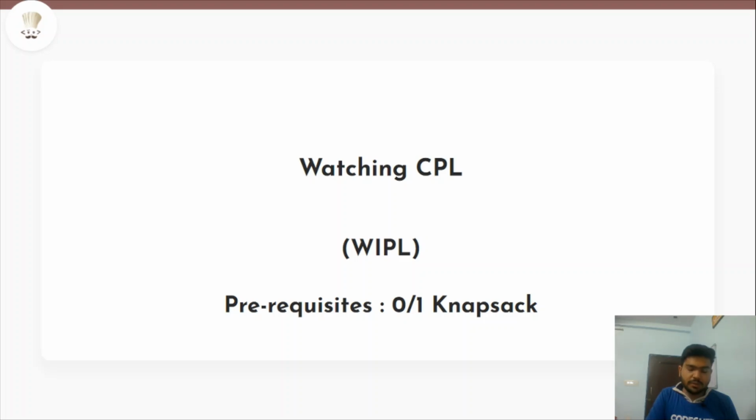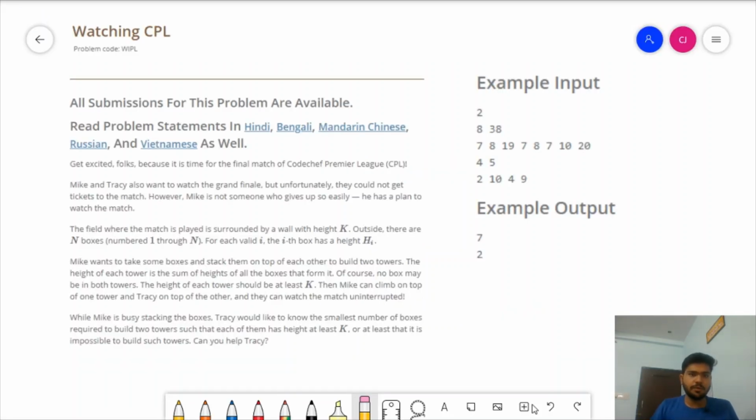I'm a CodeChef educator, and the problem that we are going to take today is Watching CPL, with the code WIPL, and the prerequisite of the problem is 0/1 knapsack. So let's get started with the problem. The problem that we are going to discuss is Watching CPL. We'll read the problem statement.